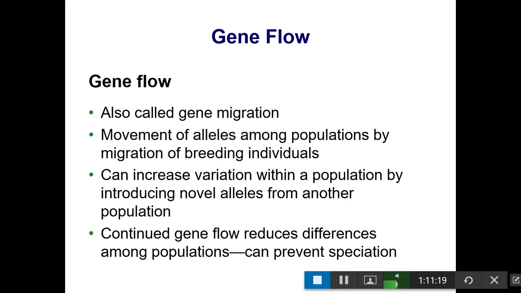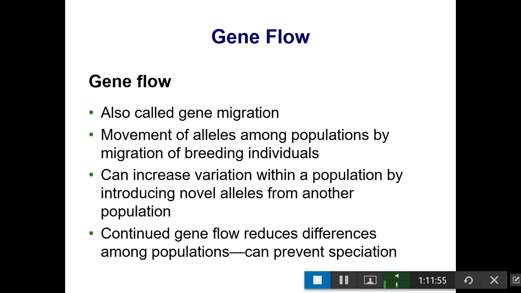So certain species, I think most people tend to think of birds whenever they talk about migrating animals. But if we have two populations, one that lives in the south and one that lives in the north, as they migrate and intermingle, they can introduce new alleles into those populations. Continued gene flow reduces differences among populations then. Because they're intermingling, two separate populations can become more and more connected and more similar.